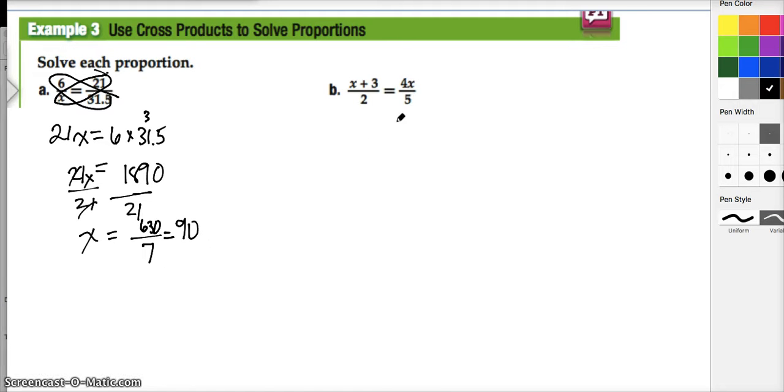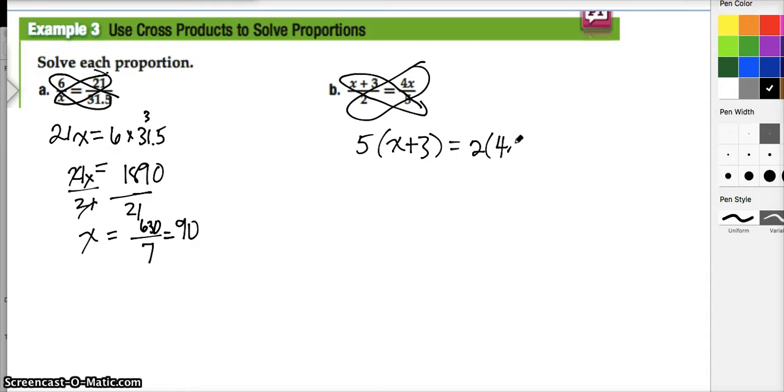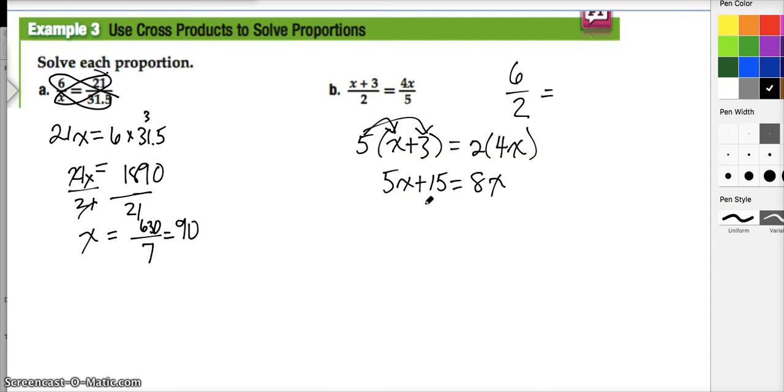So the next one over here is the same thing, but it looks a little bit more intimidating because you've got this x plus 3 here, but it's going to work out exactly the same way. We're just going to use a little distributive property. So 5 times the quantity x plus 3 is equal to 2 times 4x. And so what we'll do is we'll get 5x plus 15. Don't forget that. 5x plus 15 is equal to 8x. And we're going to do what we do. We're going to subtract 5x from both sides. We'll get that 15 is equal to 3x. Divide both sides by 3, and you see it, x is equal to 5.